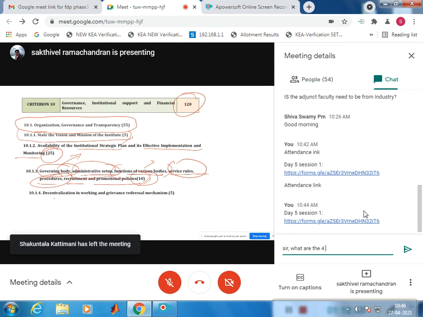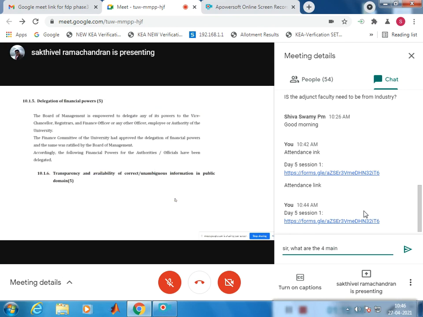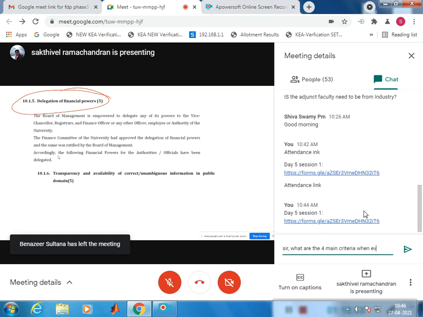Then in the same, 10.1.4, decentralization in working and grievances redressal mechanism, that carries 5 marks. So delegation of financial powers also carries 5 marks. This is again with the board of members to whom the power has been empowered for the financial decisions, all those. Then transparency and availability of correct, unambiguous information in the public domain.